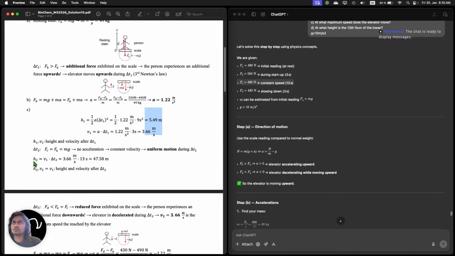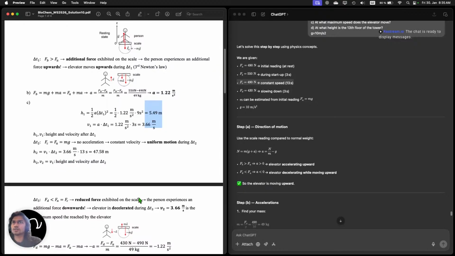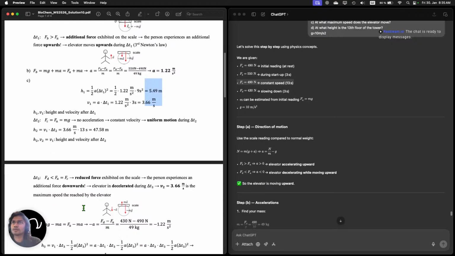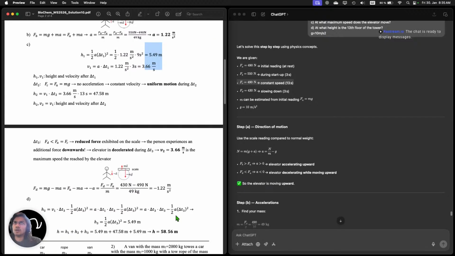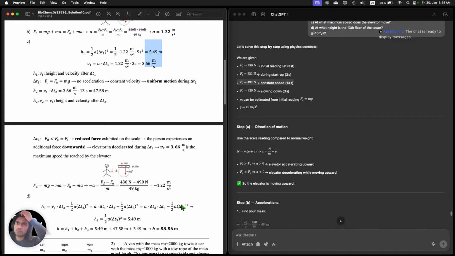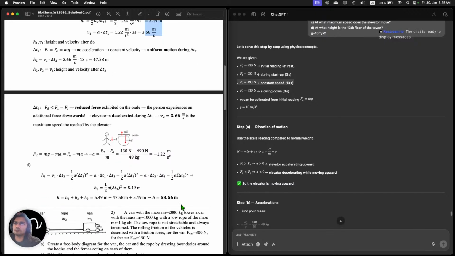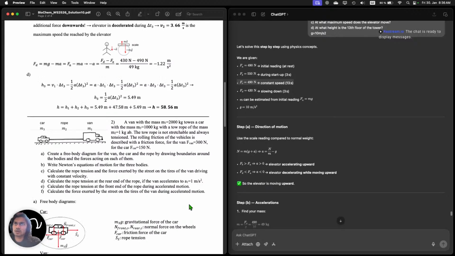v delta T2. Then there's a deceleration coming up, right? F_D less than F_A equals F_C. Reduced force exhibited on the scale, which the person experienced. So F_D equals minus. Yep. So it's gonna be a total of, okay.